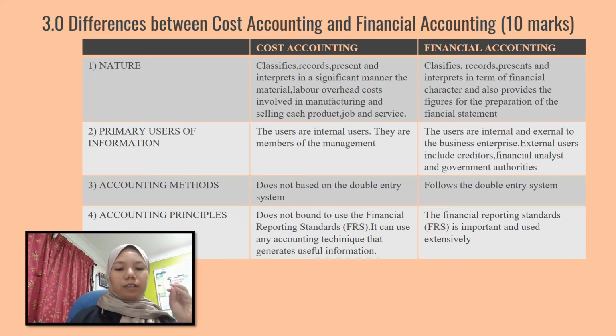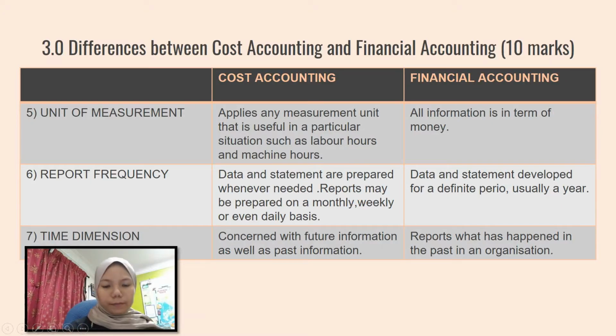Next, accounting principle. The financial reporting standard is quoted and used extensively. As a unit of measurement, all information is in terms of money. Next one is report frequency. The data and statements are prepared for a defined period, usually a year. And the last one is time dimension. It reports what has happened in the past in an organization.